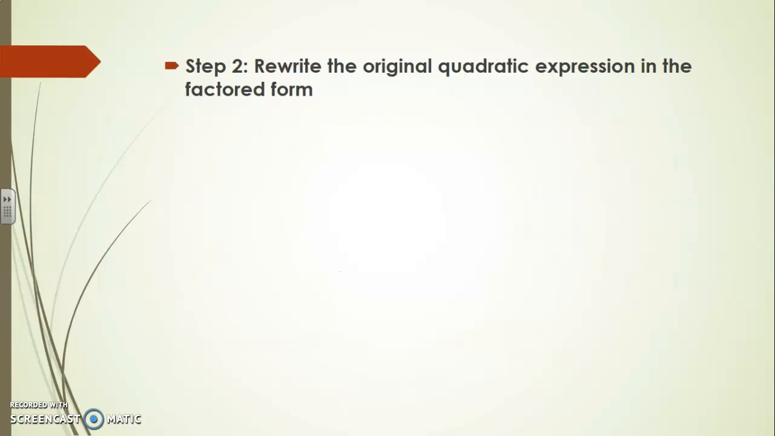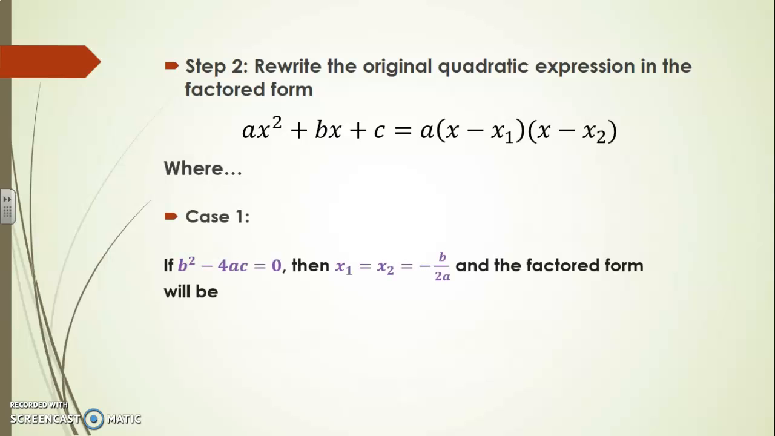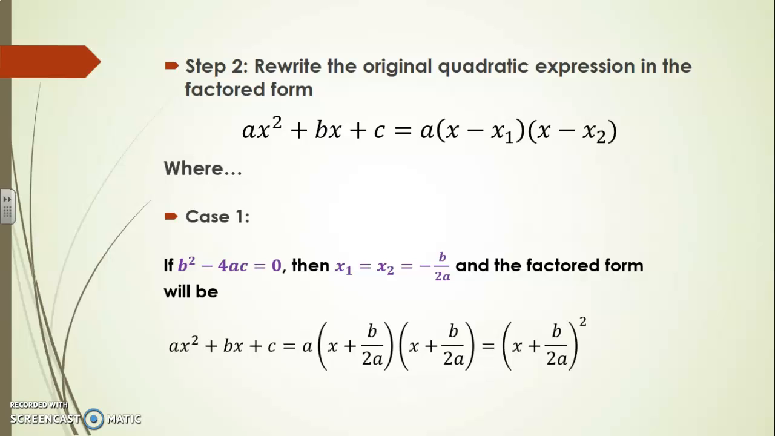Rewrite the original quadratic expression in the following factored form: a times (x minus x1) times (x minus x2), where, well, if b squared minus 4ac is 0, then x1 and x2, the zeros, will actually be identical and equal to minus b over 2a, which means that a times (x plus b over 2a) squared will be our factored form for the quadratic.